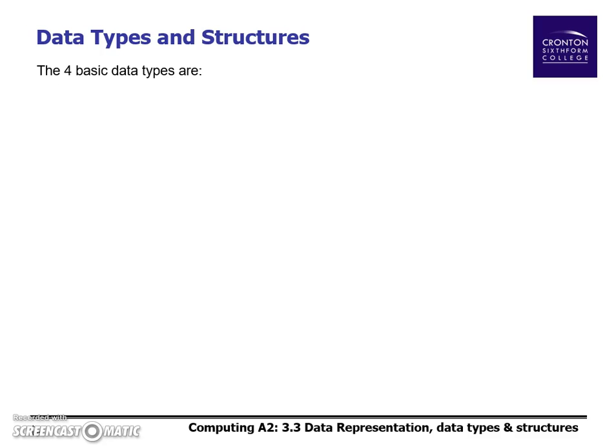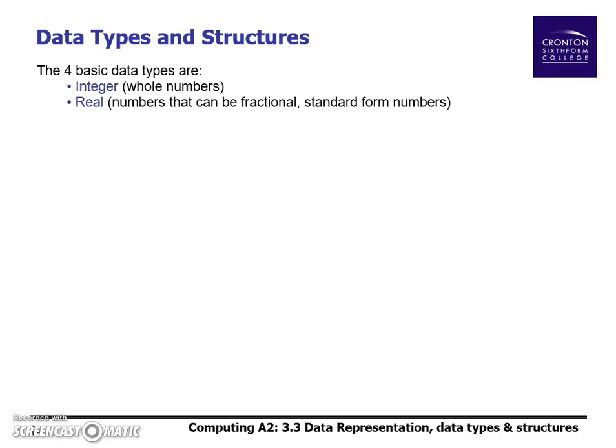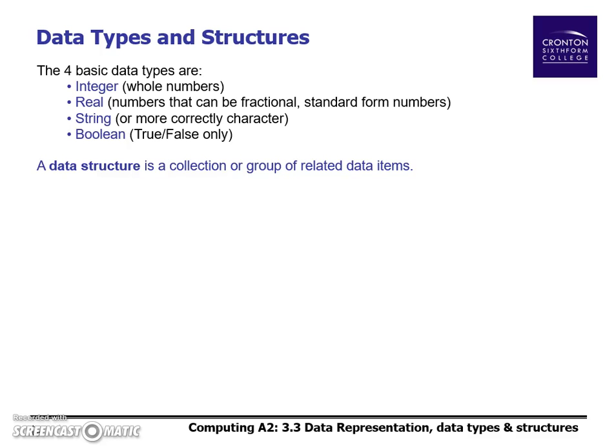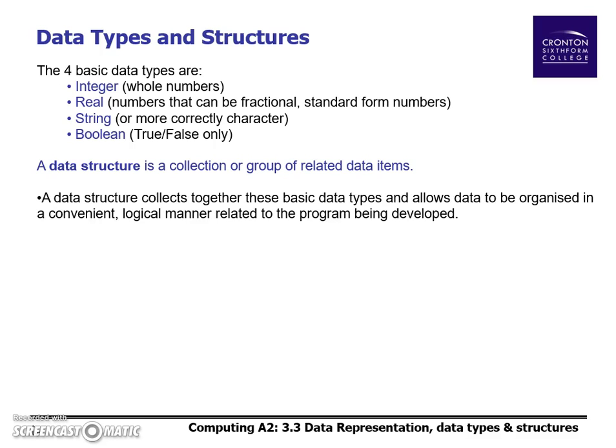Okay, so there are 4 basic data types. These are integer, which are whole numbers; real, which are numbers that can be fractional or standard form numbers; string, or more correctly, character; and Boolean, true or false. A data structure is a collection or group of related data items. A data structure collects together these basic data types and allows data to be organized in a convenient, logical manner related to the program being developed.